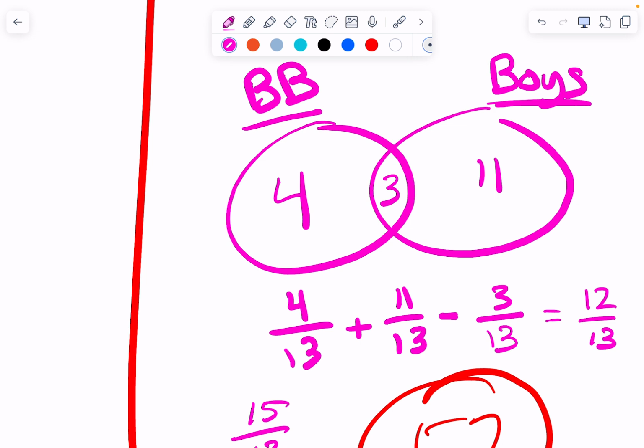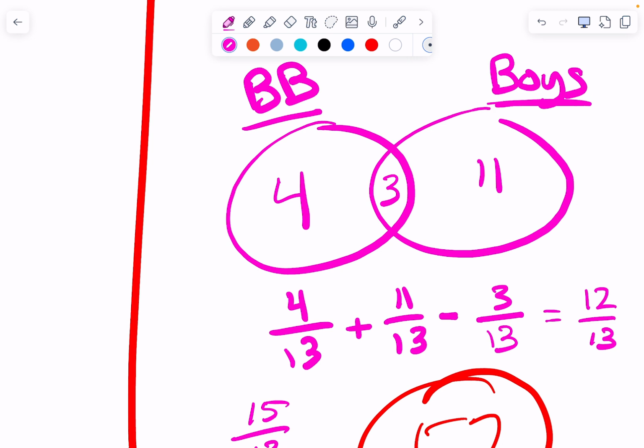Oh, shoot. So Hallie is the only one out of 13 that is not a basketball player or a boy, right? Okay? Because Sienna falls into the basketball player category. All the rest of you are either double counted or in the boy category. Does that make sense? Now, here's my question.